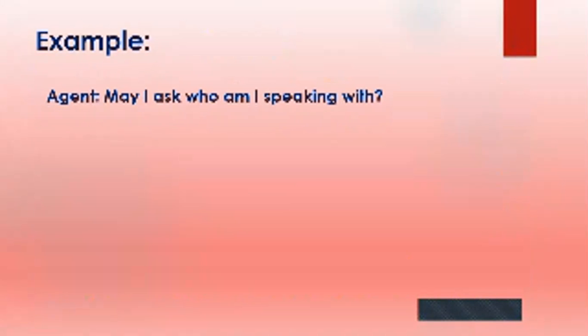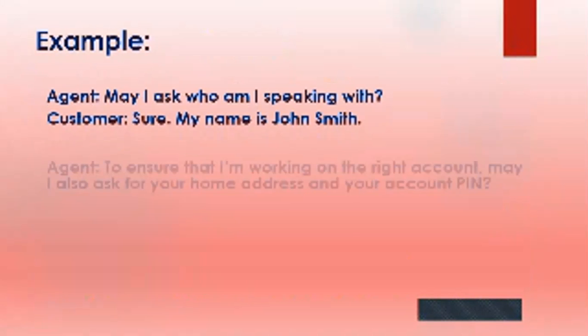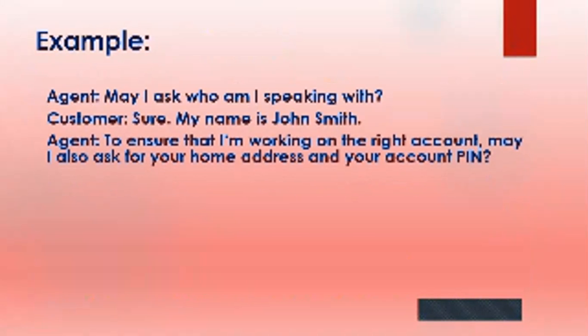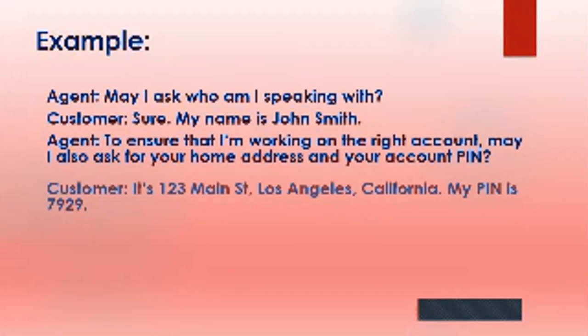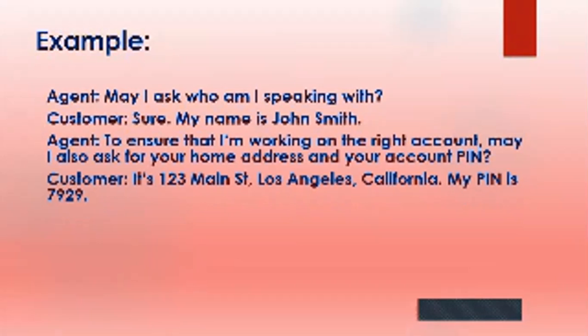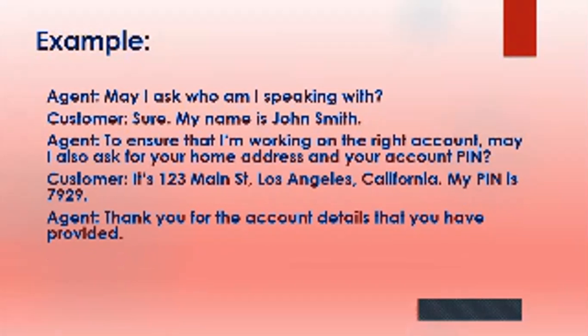Example: Agent: May I ask who I'm speaking with? Customer: Sure, my name is John Smith. Agent: To ensure that I'm working on the right account, may I also ask for your home address and your account PIN? Customer: It's 123 Main Street, Los Angeles, California. My PIN is 7929. Agent: Thank you for the account details that you have provided.